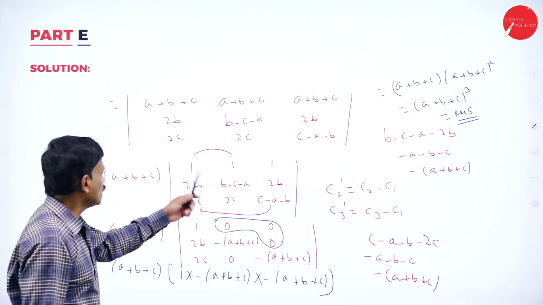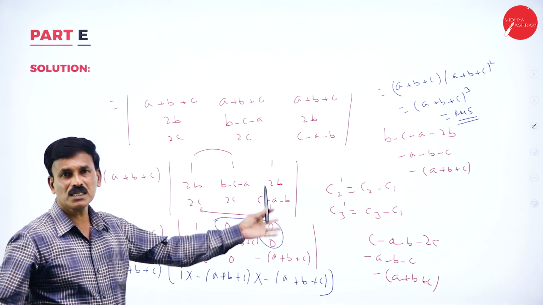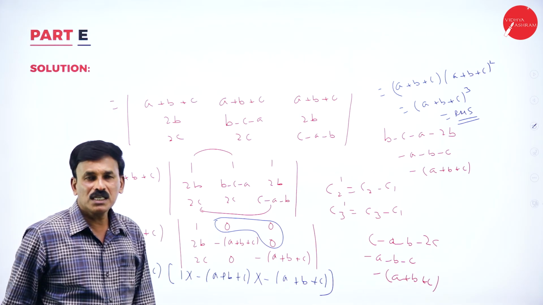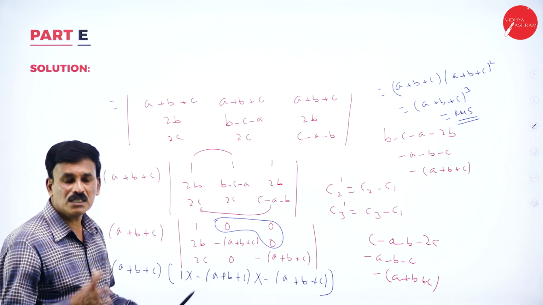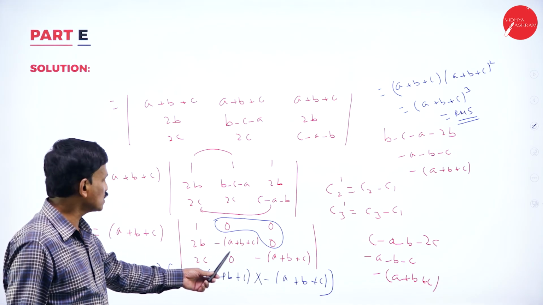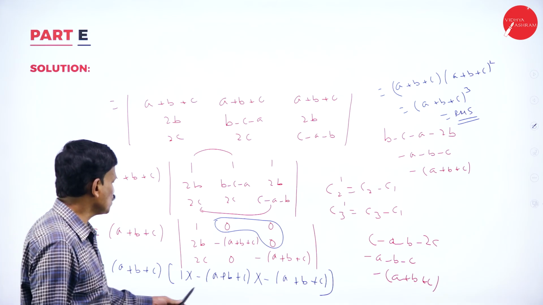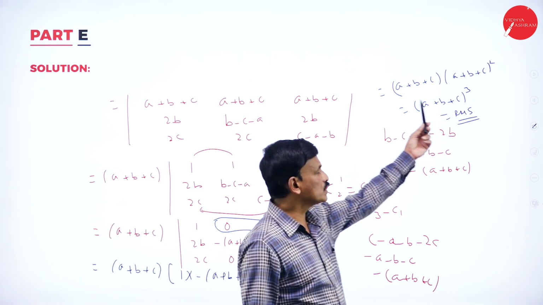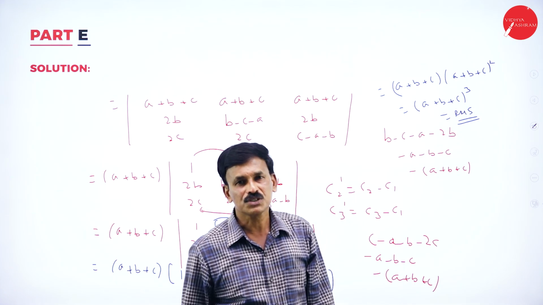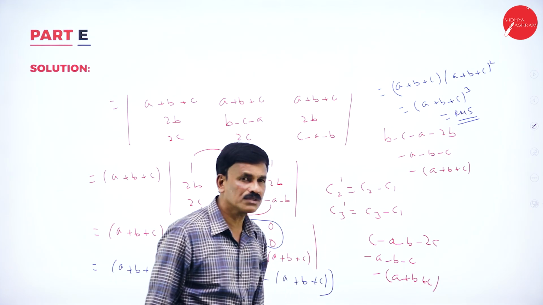See, that's it. Convert all the elements above the principal diagonal to zeros. Then you will get the product of principal diagonal elements as the value of the determinant. 1 into minus of A plus B plus C into minus of A plus B plus C is A plus B plus C whole square. A plus B plus C whole square into A plus B plus C is A plus B plus C whole cube. That's it. So that's regarding this 4-mark question.